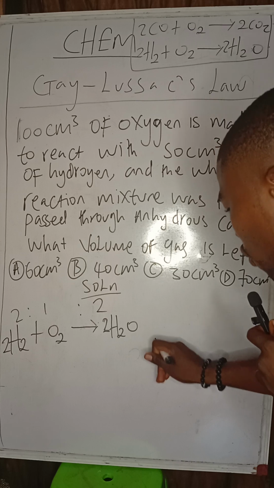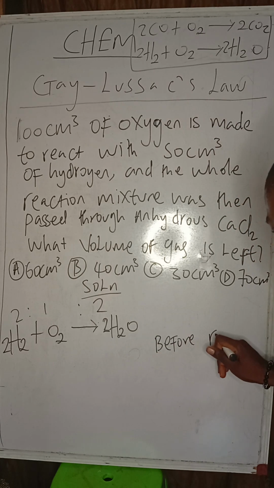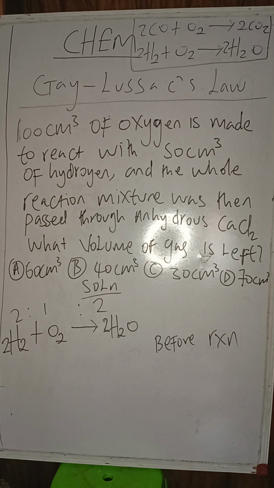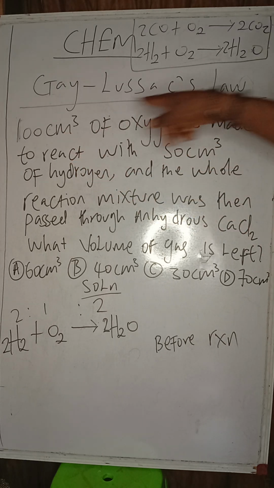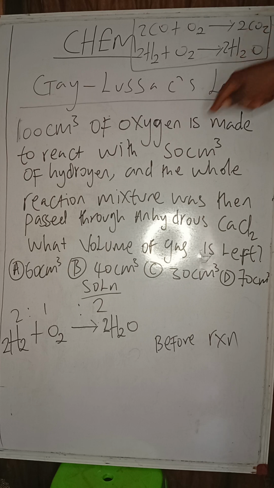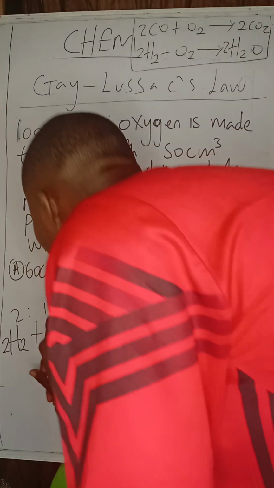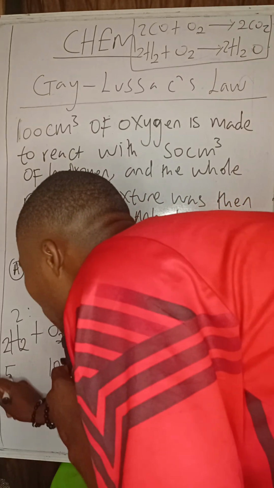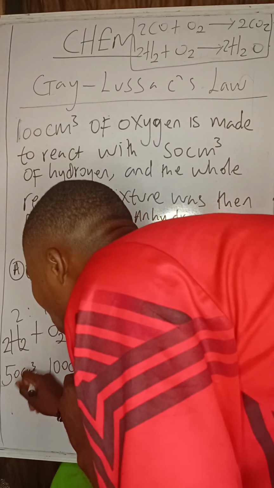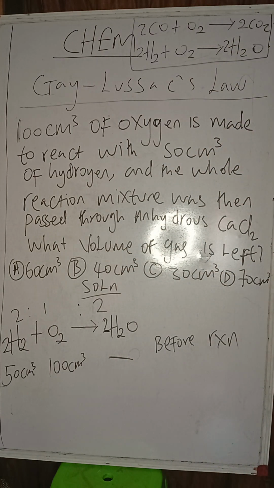So what will be before reaction or before sparking? Before reaction, what did they give us? Oxygen was made to react with hydrogen. That means they've not reacted yet, but 100 cm cube of oxygen is made to react with 50 cm cube of hydrogen. And it should be noted that before reaction, the product usually has no value.